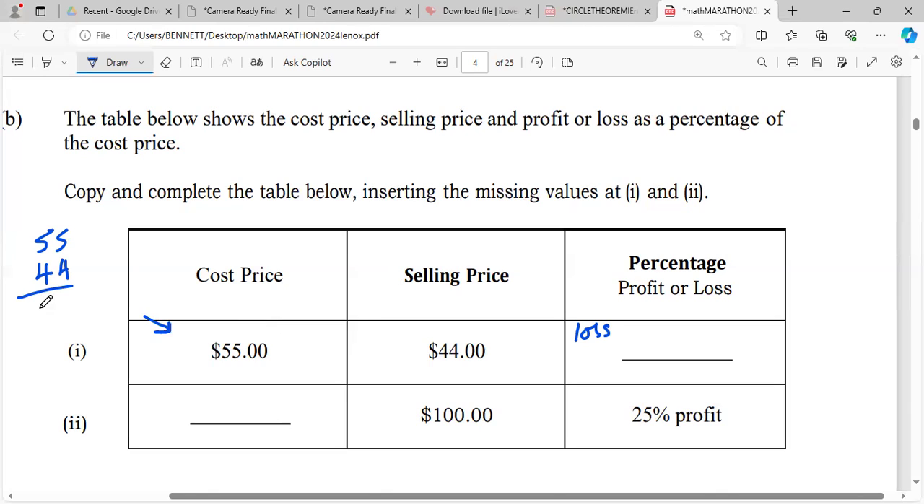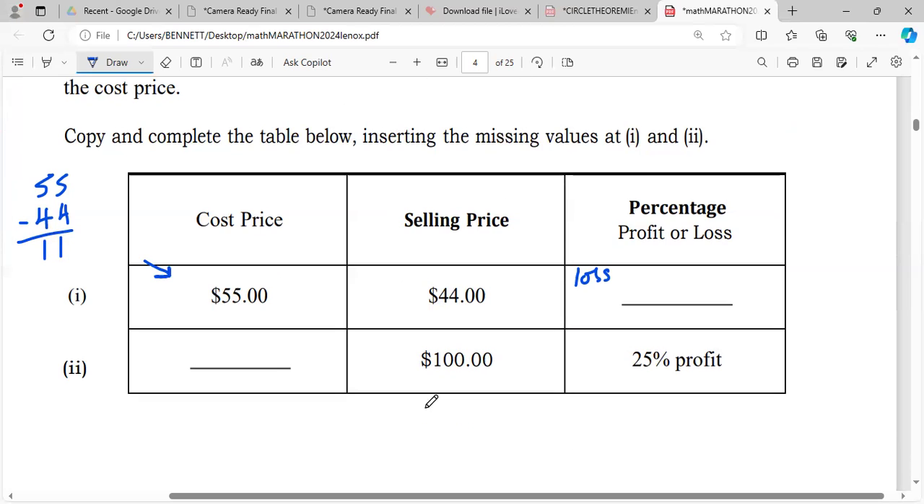So what we do, we find the difference, which is 11. But because the cost price is 55, we're going to put that below. So it would be 11 over 55. Percent means out of 100, right? So we times it by 100%. We work down this, and this would be our answer. 11 into itself 1, 11 into this 5 times, 5 into this 1, 5 into 100, 20. So you make a loss of 20%.